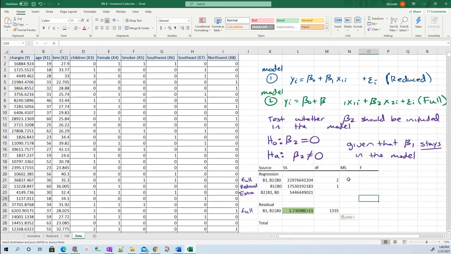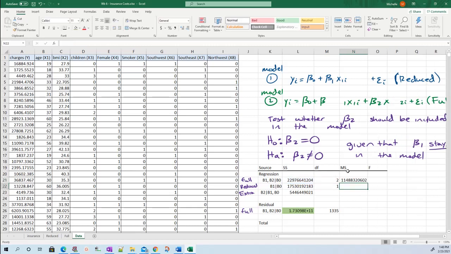Okay? All right. Mean squared. Mean squared is always going to equal the sum of squares divided by the degrees of freedom. Press enter. Equals the sum of squares divided by the degrees of freedom. Great. So this guy down here, this is the mean squared error, right? Since it's your residual. In other words, it's our estimate of s squared.